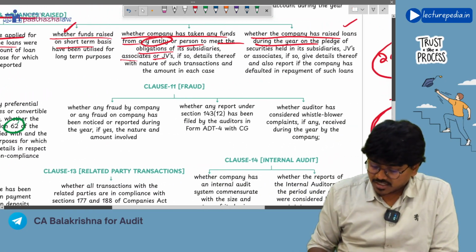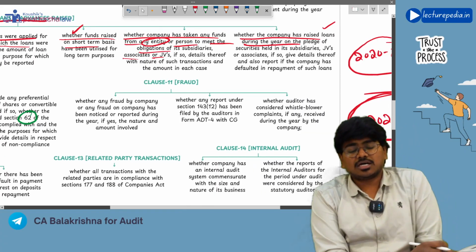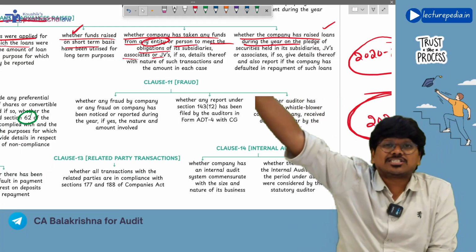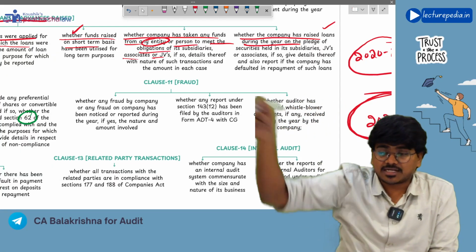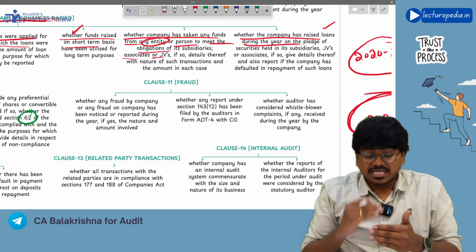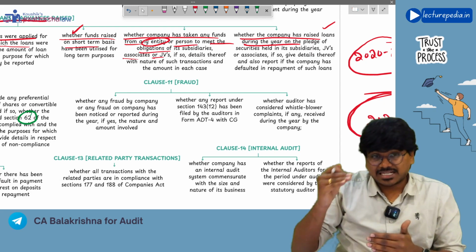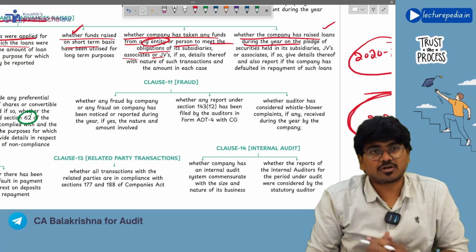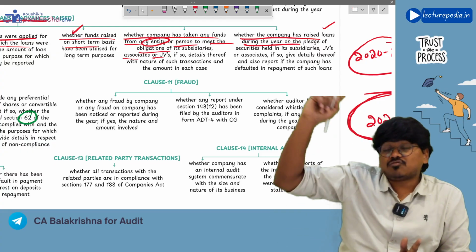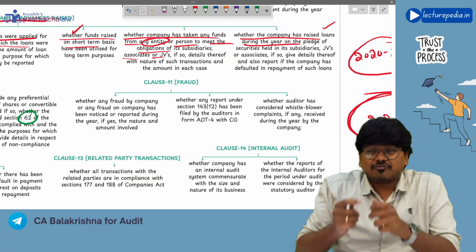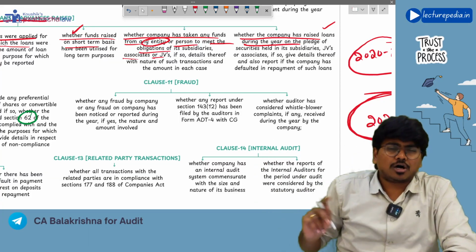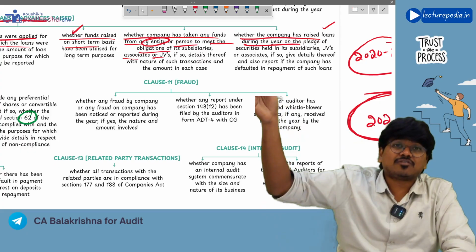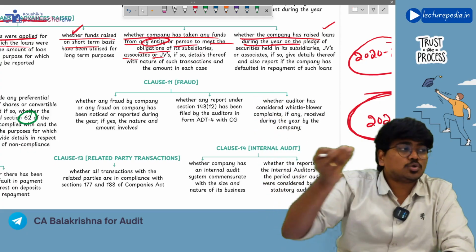Next, moving to clause number 11, which deals with fraud. Basically, the reporting with respect to fraud is there in clause 11 of CARO 2020 and also section 143 subsection 12 of the Companies Act. As per clause 11, the auditor reports any fraud that is conducted by the company or any fraud that has happened on the company. Both things will be reported by the auditor here in clause number 11. But in section 143 subsection 12, only frauds on the company by employees or officers will be reported. Understood? Yes.